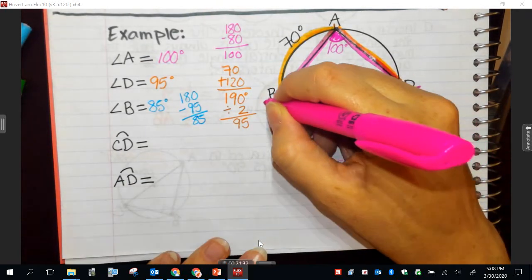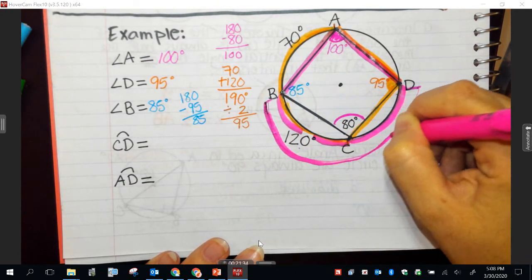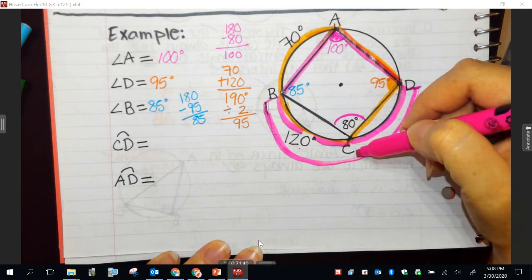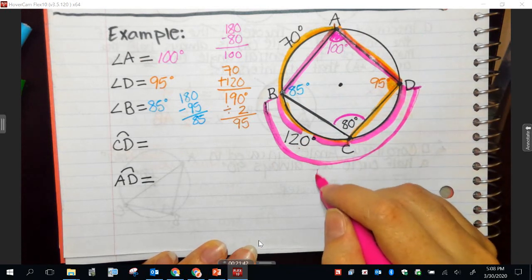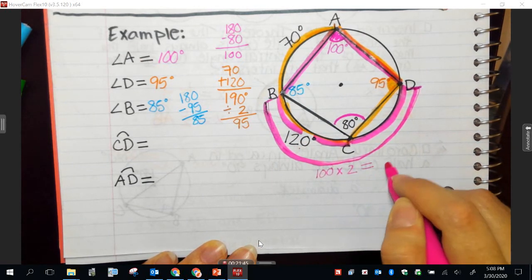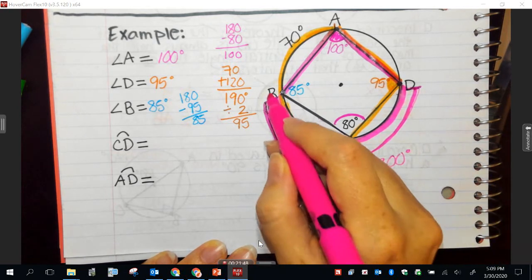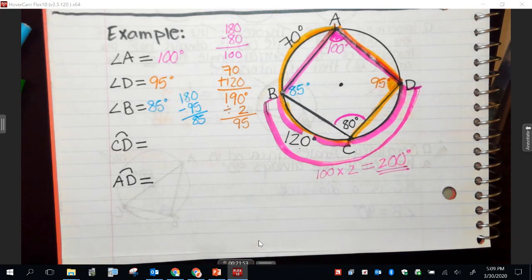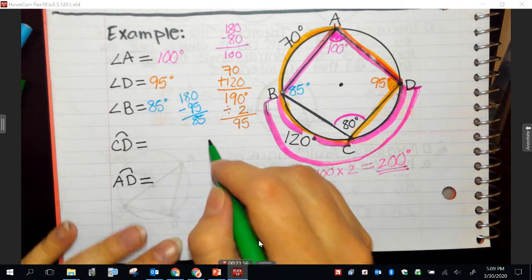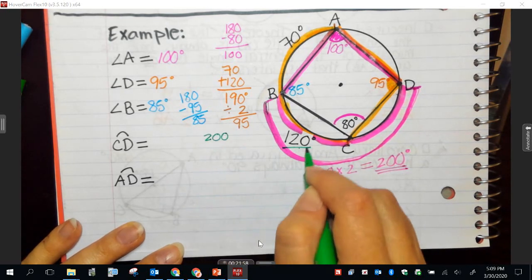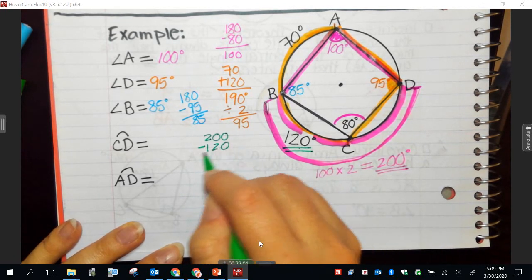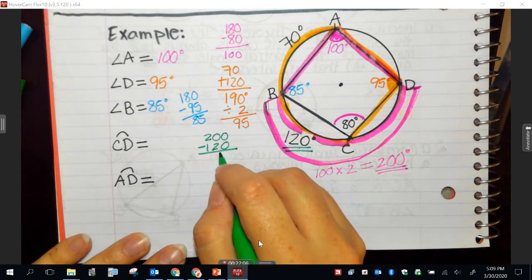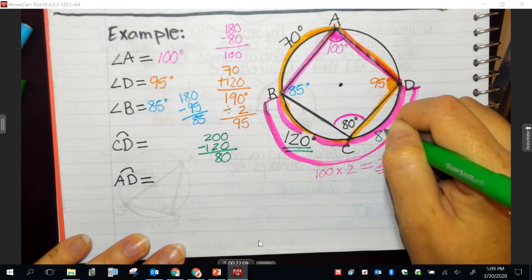And the way that I'm going to get the measurement of here all the way to here is by multiplying my inscribed angle times 2, using that theorem again. So 100 times 2 means that this arc from B to C to D is 200 degrees. Then I can take that 200, subtract what I have here, the 120, and that leaves me with 80 as the measure of arc CD.